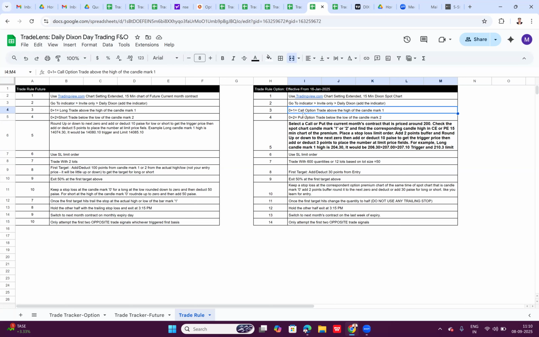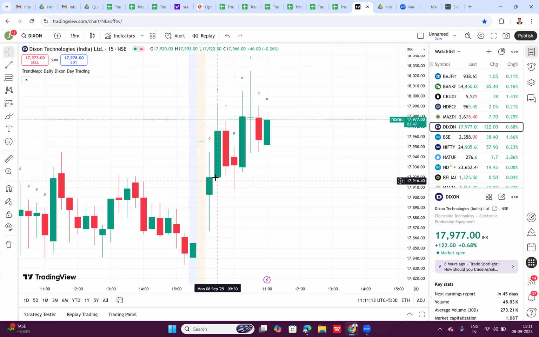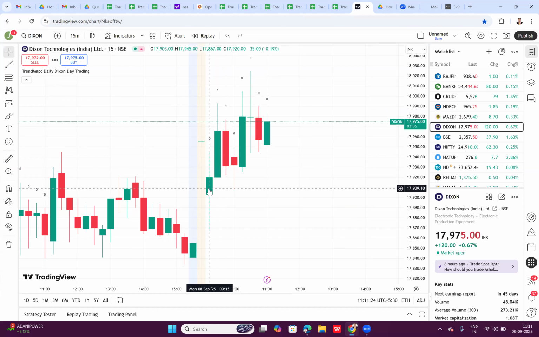Today, we got a 0+1 setup, which means we have a call option trade. After this, we have to select a strike price which has a premium of approximately 200. And we have to check the option chart of this strike price, because as per the rule of the Dixon indicator, today we got the 0+1 setup on the first two candles, means above the high of the second candle we have to place the order, and below the low of the first candle we have to place a stop loss.